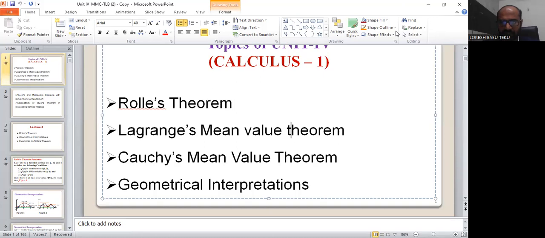See dear students, in the previous classes we discussed the Fourier series. Now in this lecture, we are going to discuss the calculus part. In this, we will discuss Rolle's theorem, Lagrange mean value theorem, Cauchy mean value theorem and their geometrical interpretations, Taylor's theorem, Maclaurin's theorem, and problems. So these are the topics.